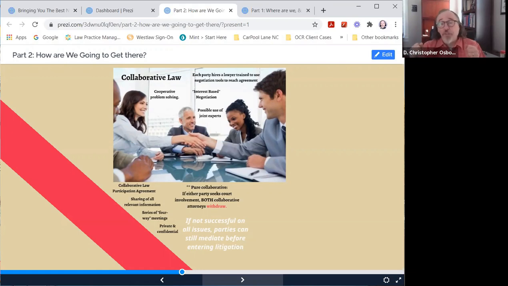And then the collaborative lawyers also can help draft the final agreement that emerges if you do reach an agreement, which is something a mediator can't do. The mediator is going to tell you at the end, okay, go take this to lawyers to write it up, in which case lawyers end up getting involved anyway, although on a limited basis.